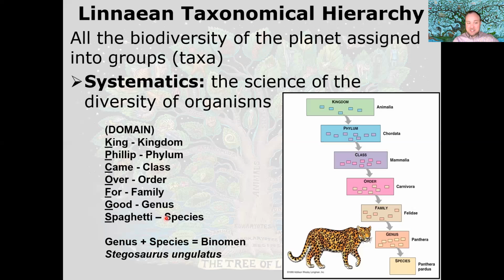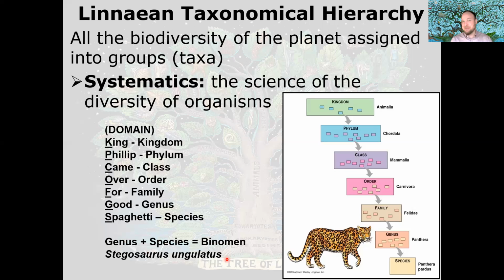The important thing here is that when you take the genus and the species together, that makes the binomen. Bi means two, nomen means name: two names. For example, Stegosaurus ungulatus. The genus Stegosaurus incorporates all of the stegosaurs, and ungulatus is a particular type of stegosaur, the roofed, hoofed stegosaur.